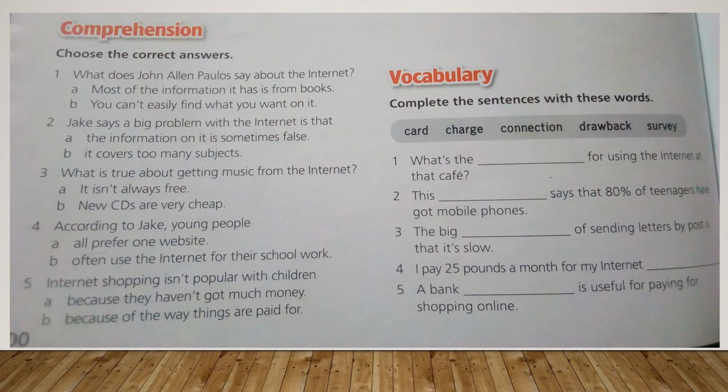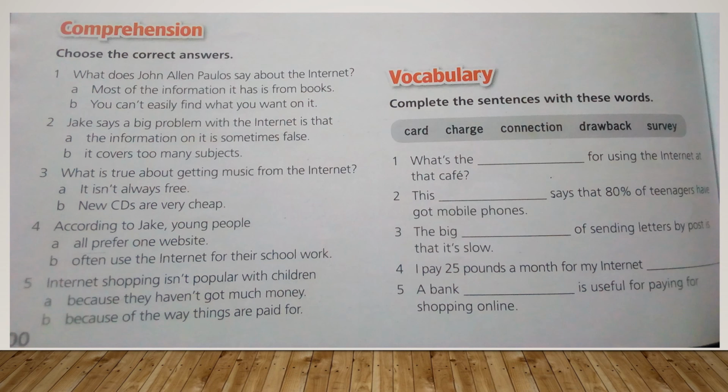The CDs. 4. According to Jake, young people A. all prefer one website or B. often use the internet for their schoolwork. The answer is B. According to Jake, young people often use the internet for their schoolwork. He mentioned how people of his age use the internet, and he said that 80% of the people in his class said they used it regularly to help them with their homework.